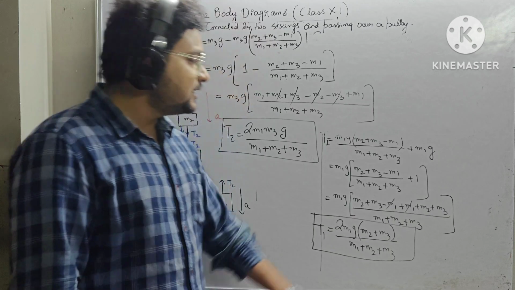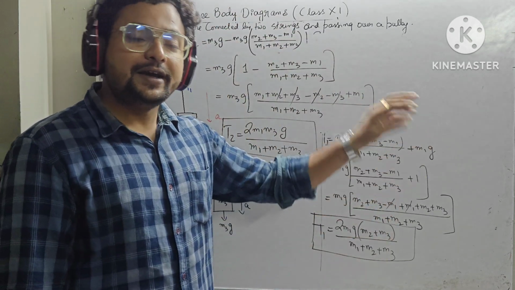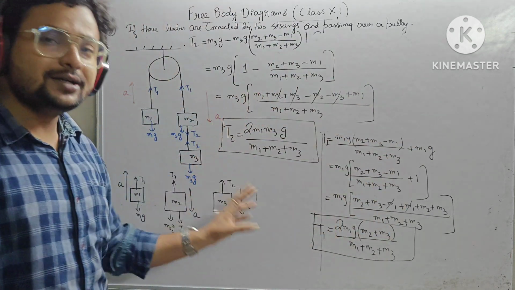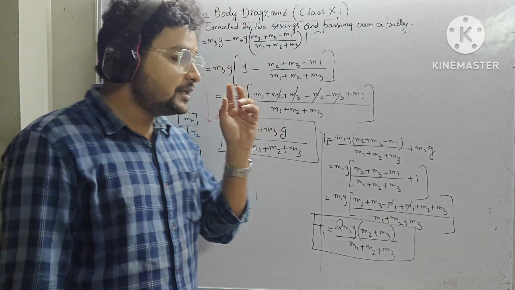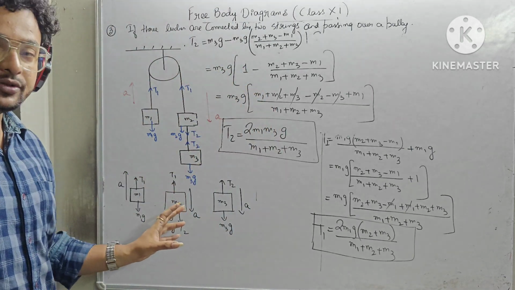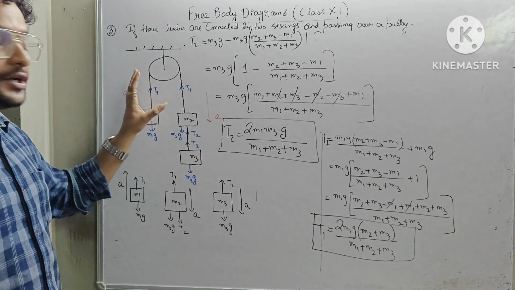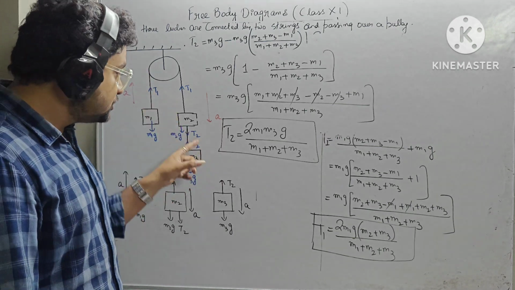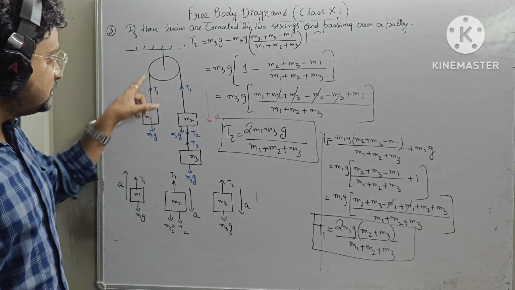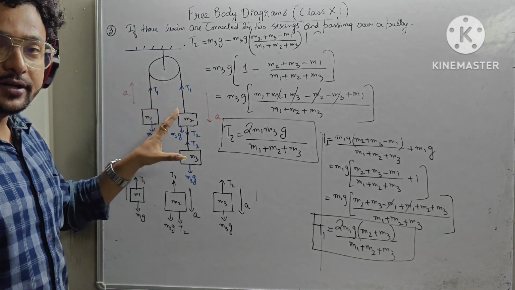So this is how you can find out everything. You can find out the acceleration, you can find out the tensions also. You just have to understand the concept of free body diagrams. So this is how you can solve if 3 bodies are connected with the pulley and 2 strings are connected. Remember, this string and this string, they are different.